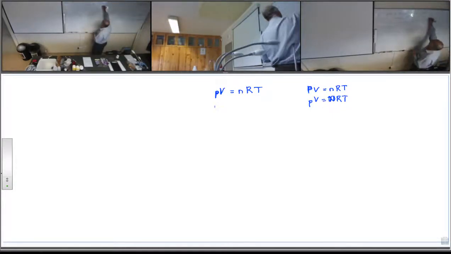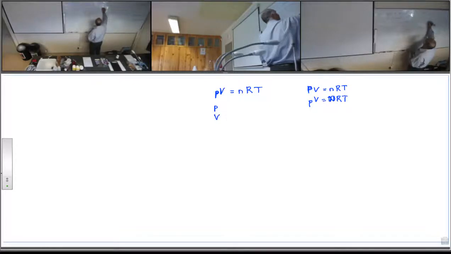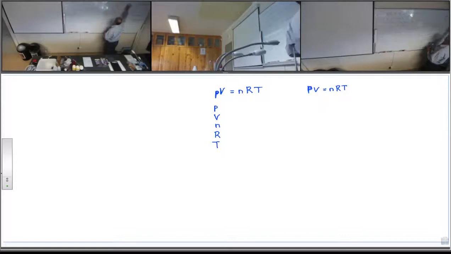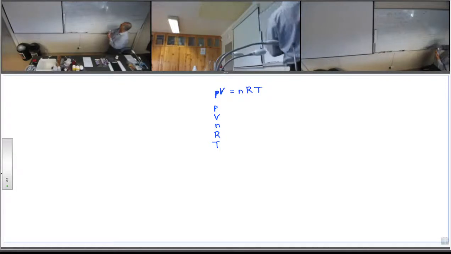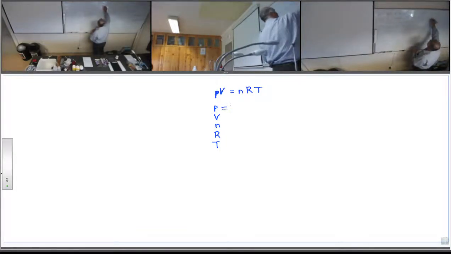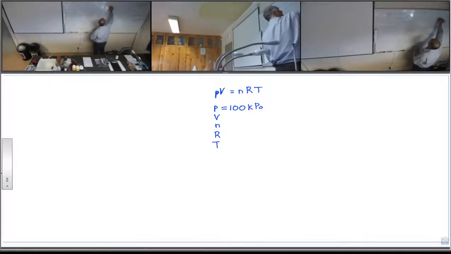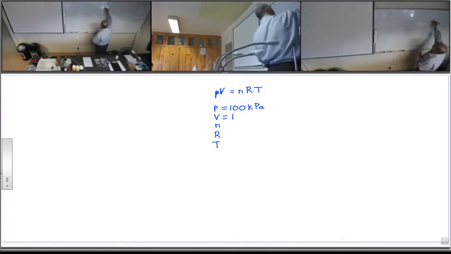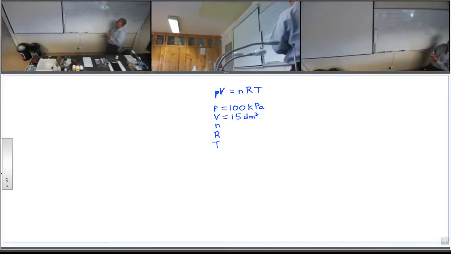Then you need to know the pressure, you need to know the volume, you need to know N, you need to know R, and you need to know T before you can do this problem. Right, what is the pressure that's given to you in the example? Just write it down as it is. 100 kPa. Whether that's the correct unit or not, I don't mind. Write it down, 100 kPa. Volume, what's the volume that's given? 15 decimeters cubed. Write it down whether it's correct or not.